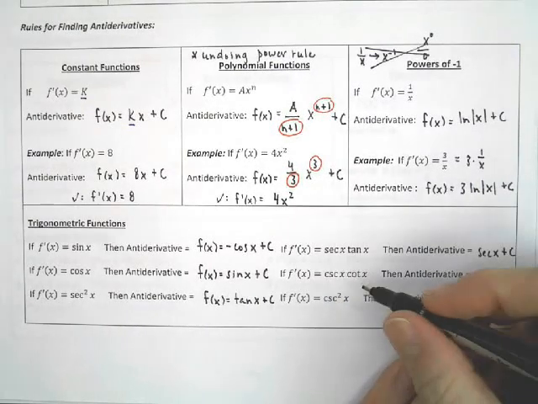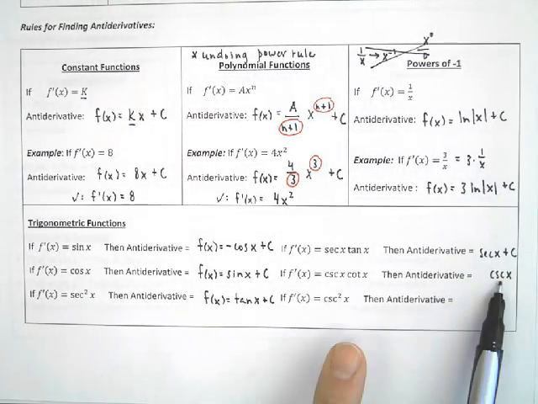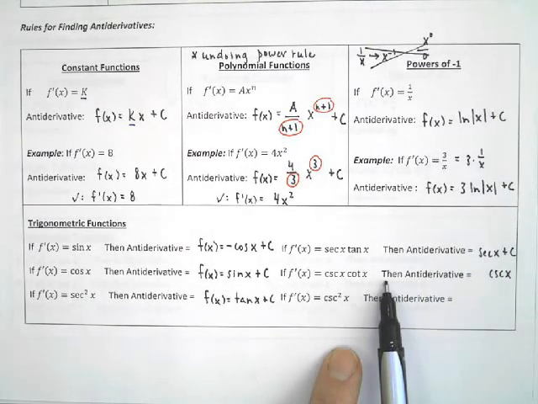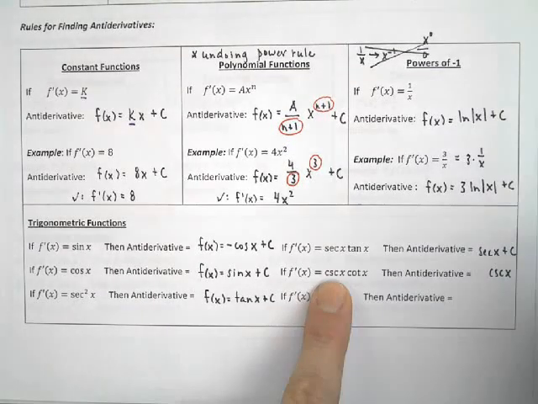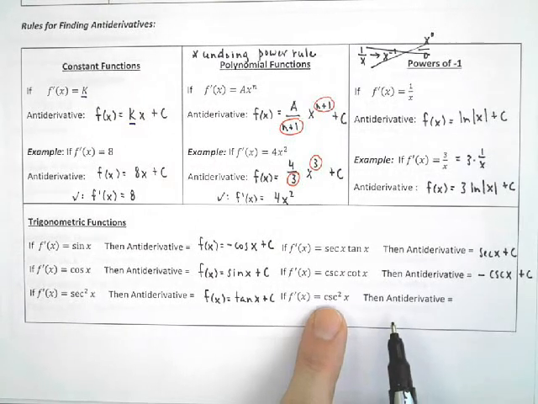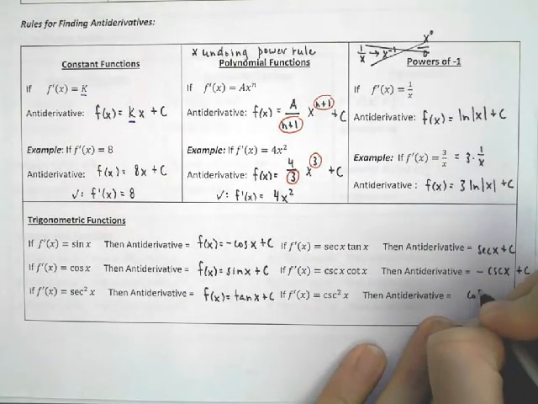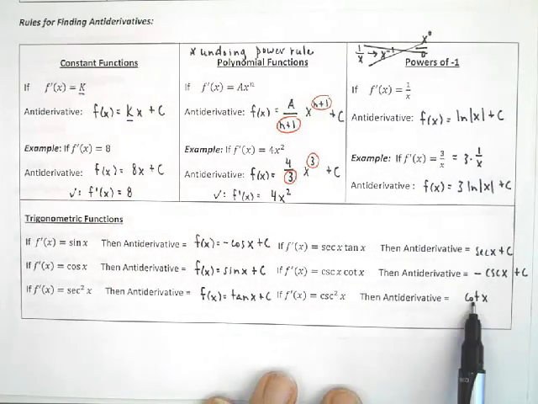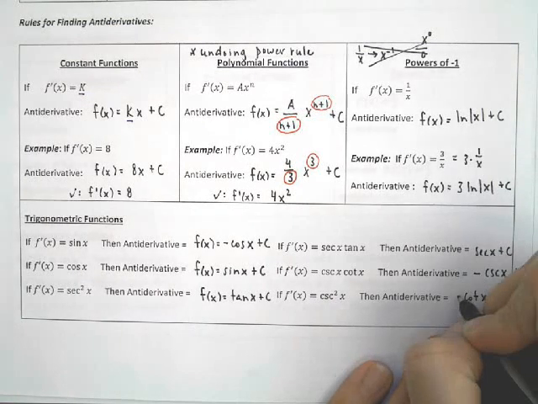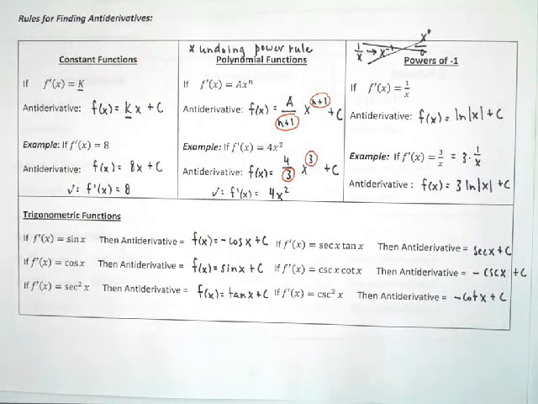Cosecant x cotangent x, let's see, I know that has to be related to cosecant of x. Now, if I took the derivative of cosecant of x, I would get the opposite, negative cosecant x cotangent x, for my derivative. So since this is positive, this has to be a negative, and I add my plus c. Lastly here, if it's cosecant squared, I know that comes from cotangent of x. But again, the derivative of cotangent would give me a negative cosecant squared x. Since this is positive, I need to put that negative here.